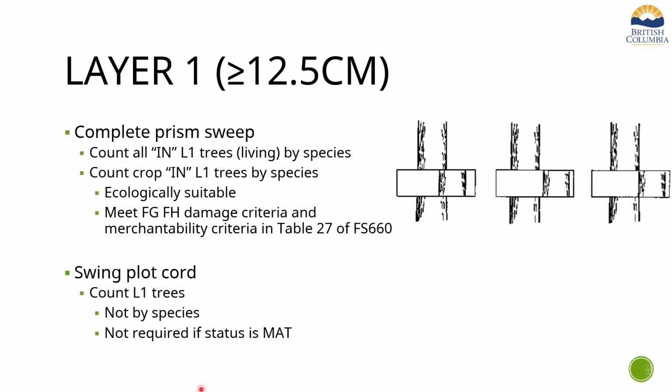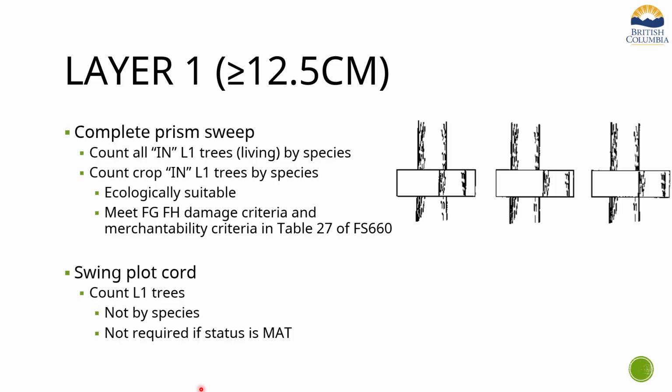After you finish your total tree count using your prism, you'll then need to consider which of these trees can be counted as crop. And you'll need to do this crop tree tally by species. Now, to be a crop layer 1 tree, they have to be ecologically suitable, and they have to meet the free growing damage and merchantability requirements. And these criteria are outlined in Table 27 of the FS 660. For these layer 1 crop trees, you do not need to worry about MITD, minimum heights, or competing vegetation criteria.